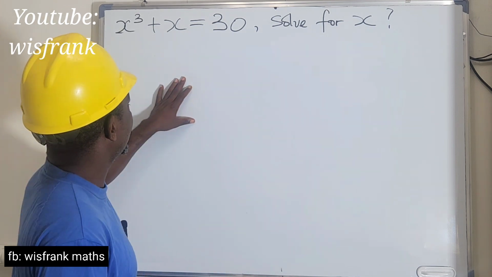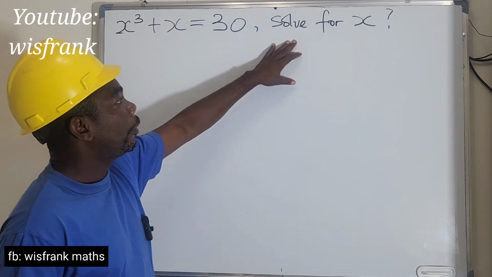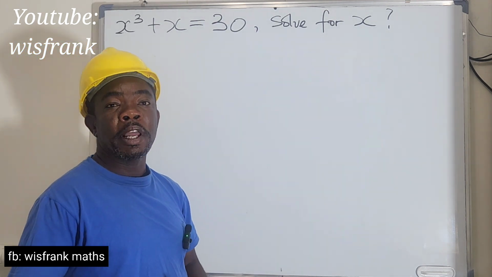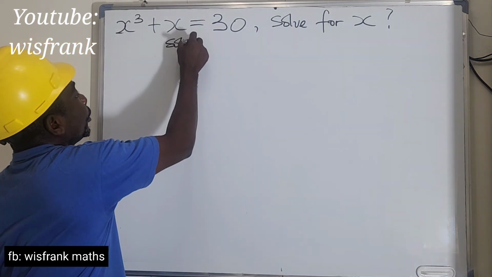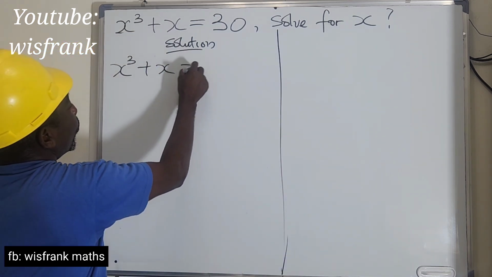Today we are looking at this question. It says x to the power of 3 plus x equals 30. Solve for x. We are going to find the value of x in this equation. So we have the solution, divide our board into 2. We are given x to the power of 3 plus x equals 30.